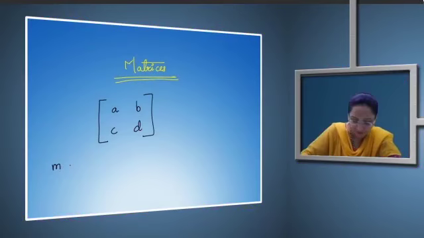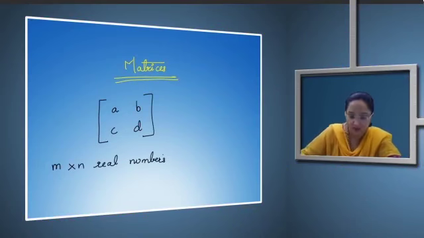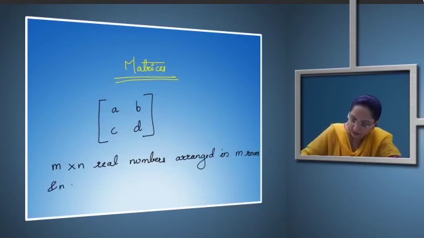So we say that there are m and n real numbers. I have crossed it to represent that it is going to be arranged in a matrix form, arranged in arrays. That is, arrays is what? M rows and n columns.